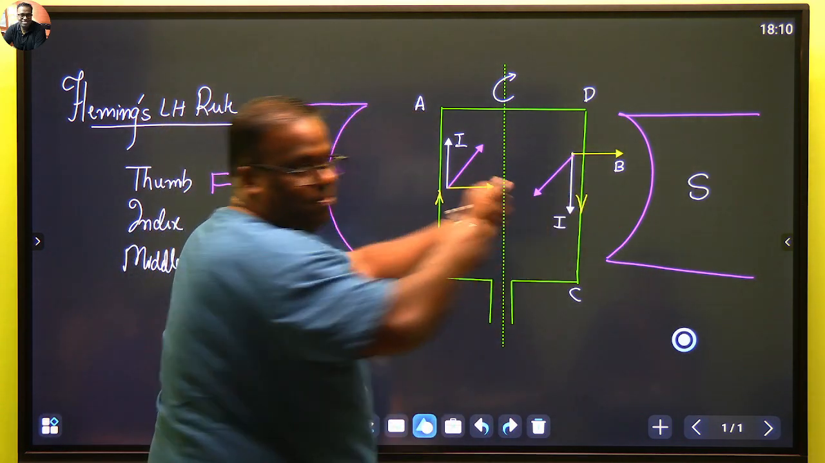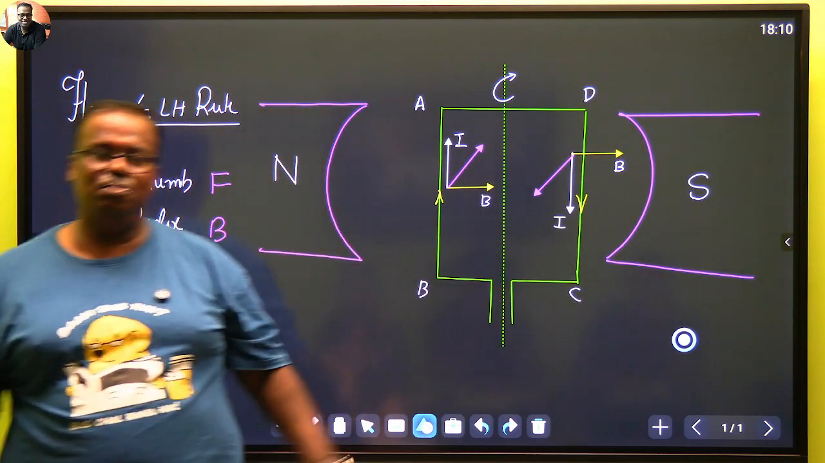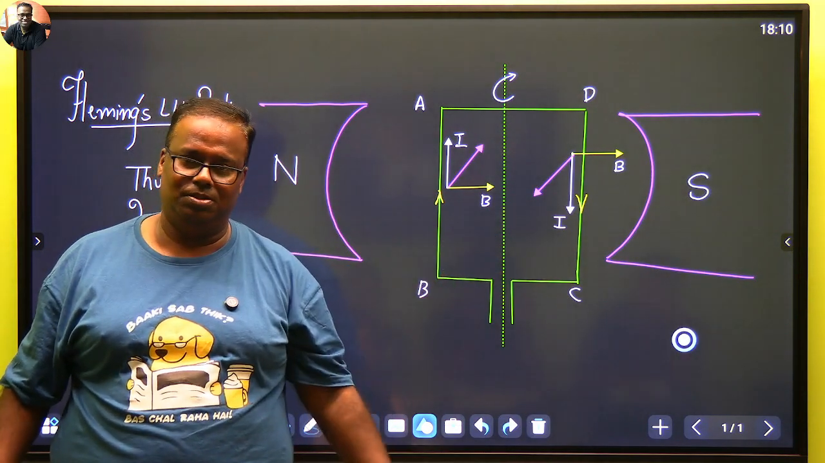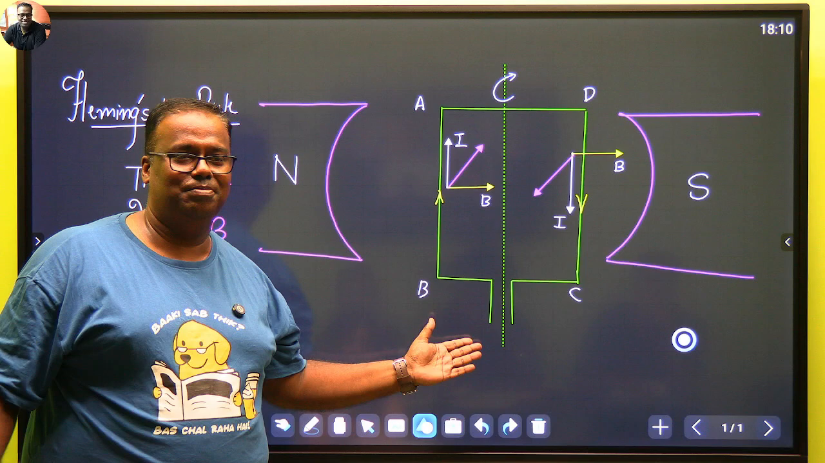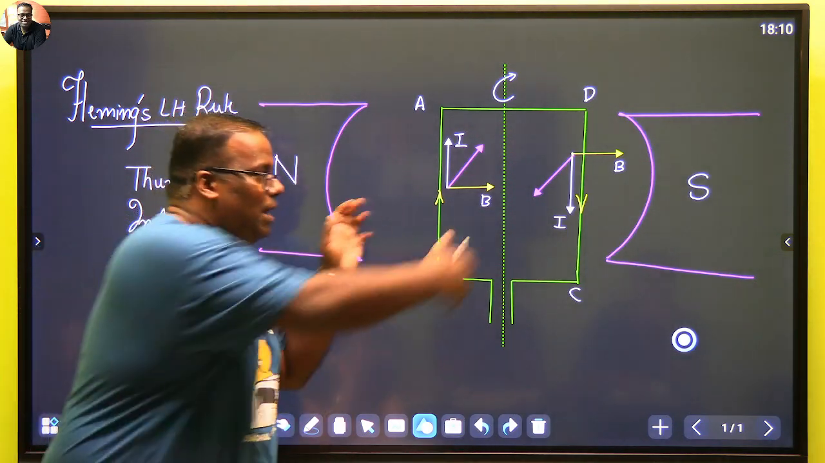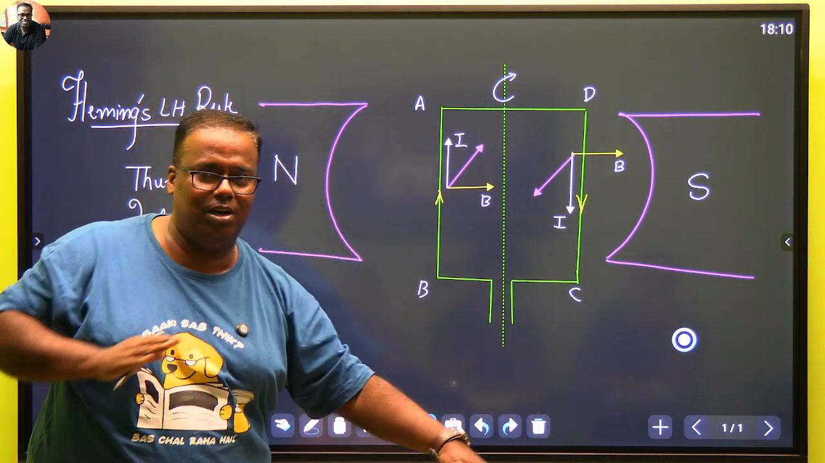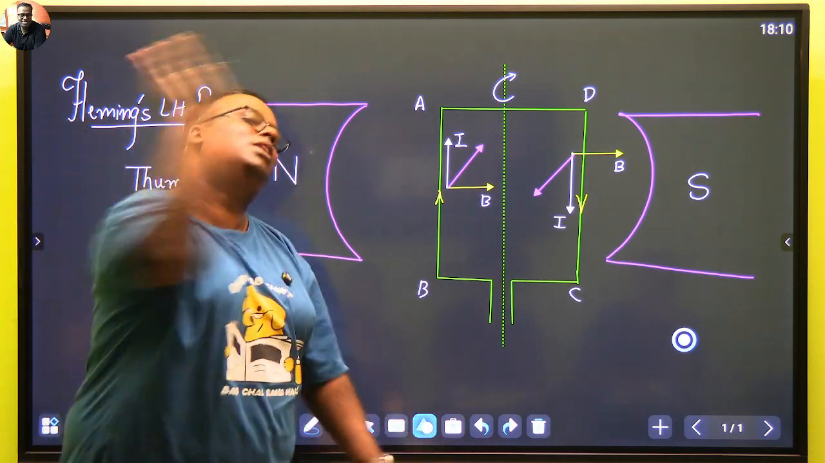This thing rotated. This is not there in your syllabus, but this is the principle of a motor. Again, this arm comes here and it senses this current.